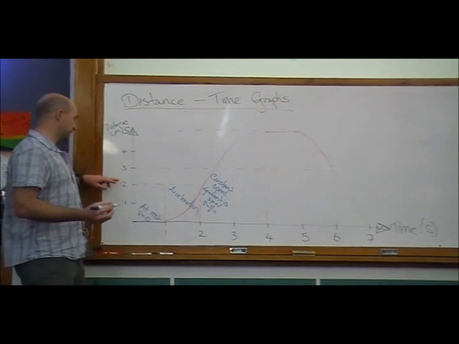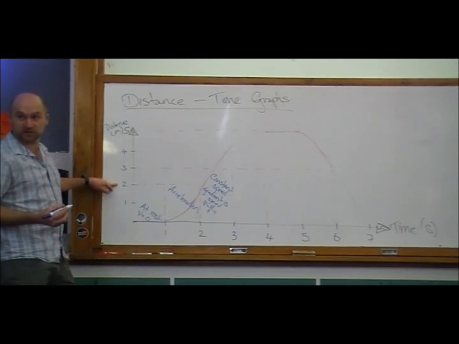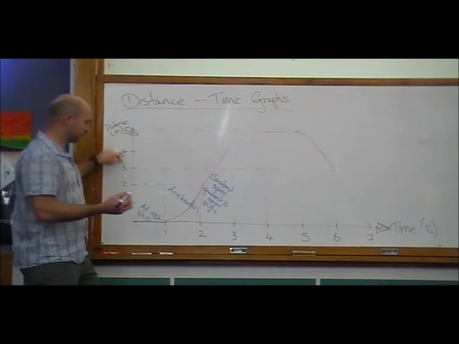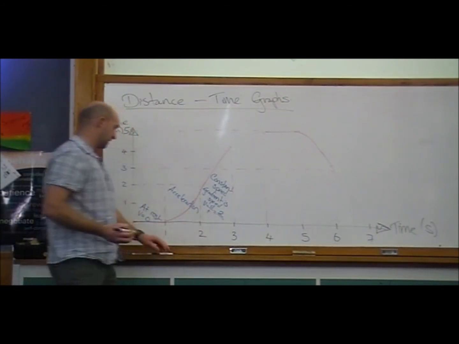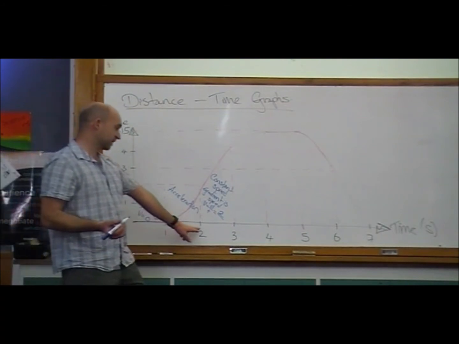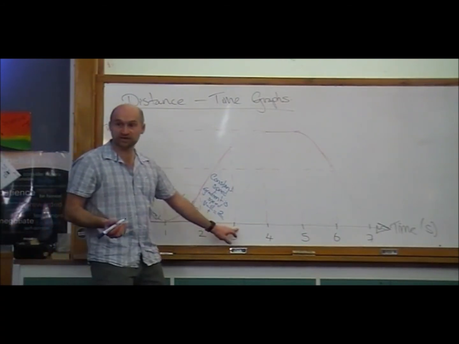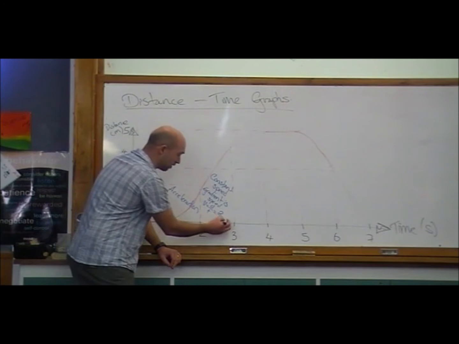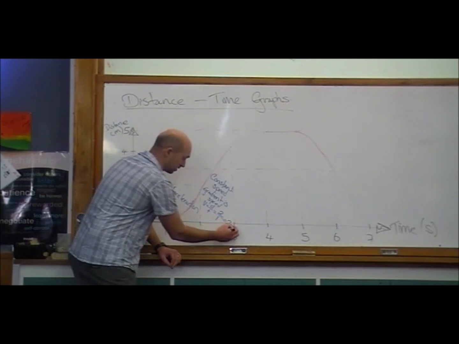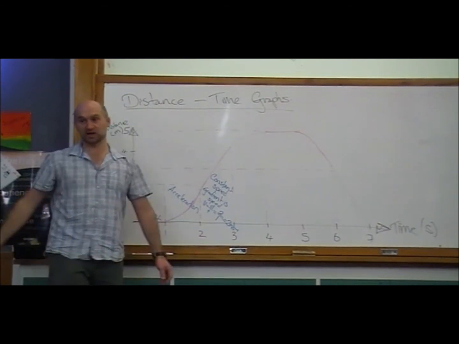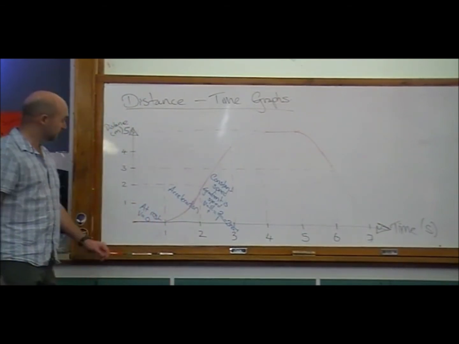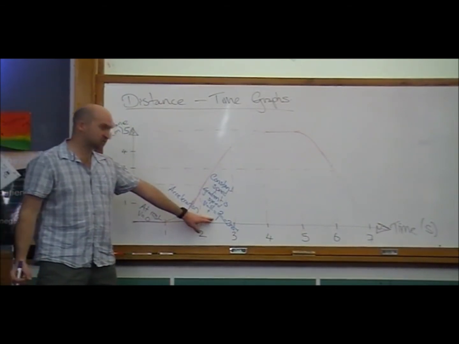And here we've gone from 2 meters up to 4 meters. So the distance is 2, and the time is from 2 seconds up to 3 seconds, just 1. 2 over 1, 2 meters per second. So a simple calculation to do from this sort of graph is to calculate the speed.